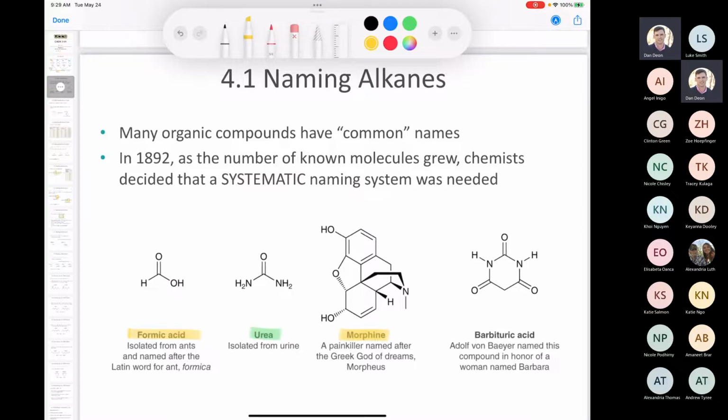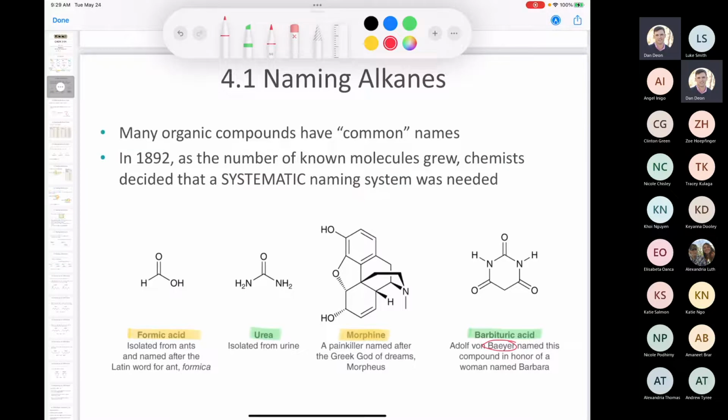dreams. And another one that you might find amusing is barbituric acid, which was isolated by Adolf von Baeyer, the same Baeyer who started the Bayer pharmaceutical company, which is still around today. He just named it after some woman named Barbara that he was infatuated with. So, all kinds of interesting historical names out there. However, we don't really use that anymore.